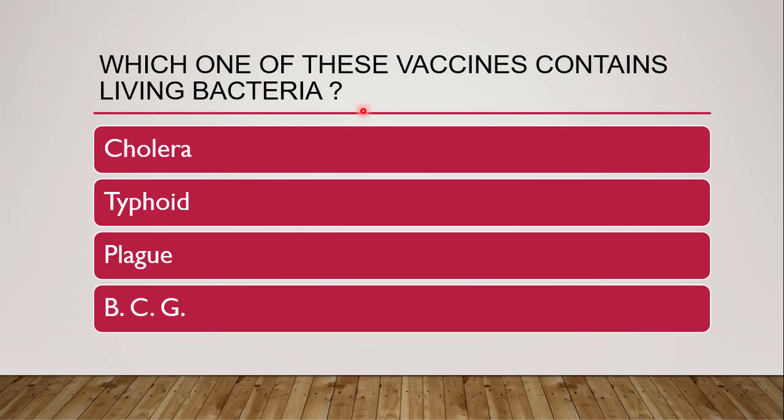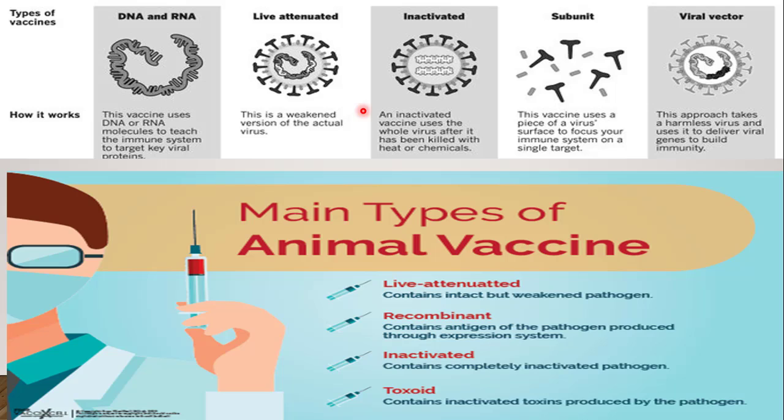So according to the types of vaccines, there are various types of vaccines, as you can see here, like live attenuated vaccines, which contain the same pathogen but it is a weakened pathogen. So the actual pathogen is strong, but in live attenuated, that pathogen is live but weakened.